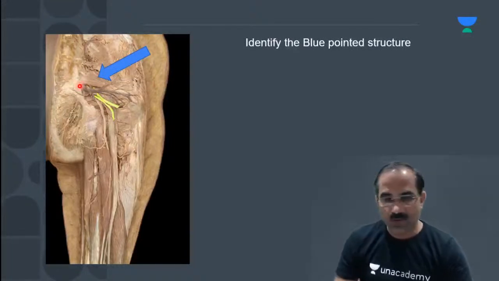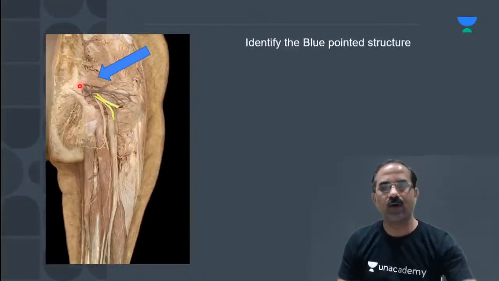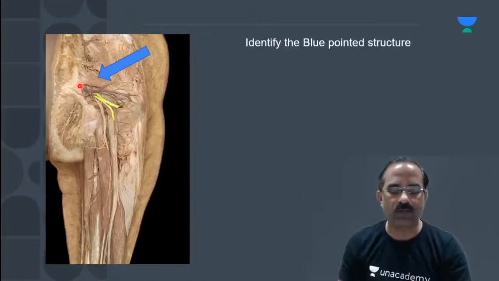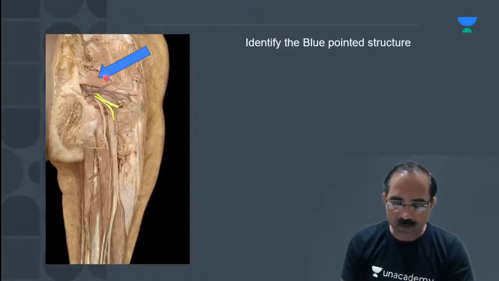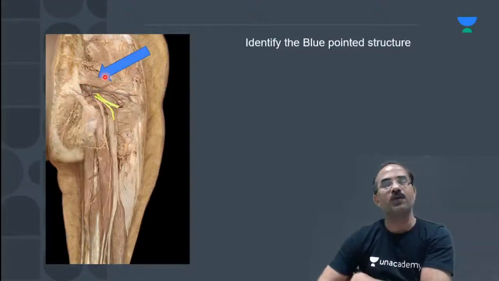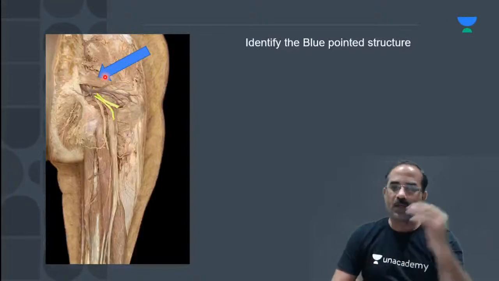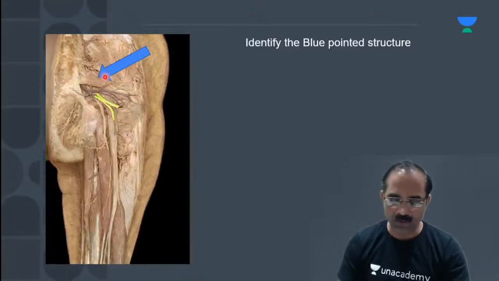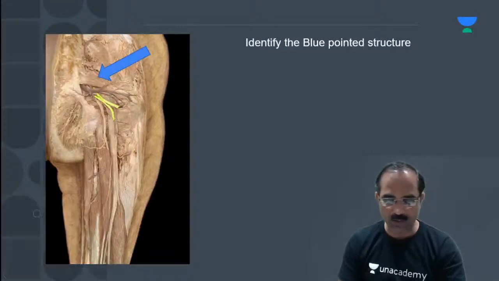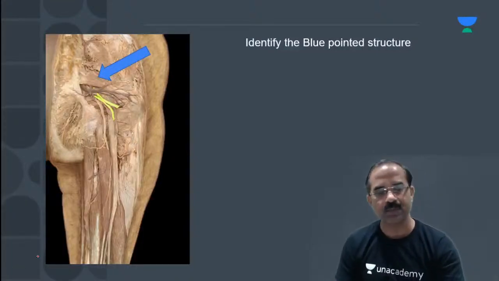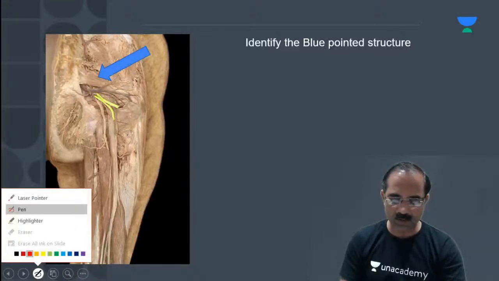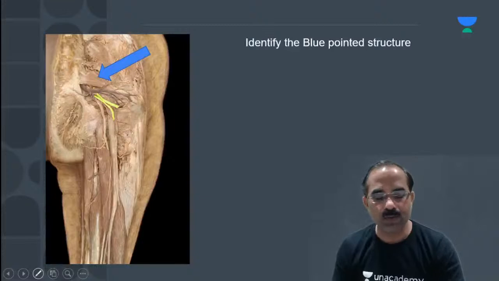And where is the insertion of piriformis? It is inserted on the tip of the greater trochanter. And this piriformis is known as the key muscle of the gluteal region. Why? Because there are plenty of structures which are related to the piriformis. Piriformis is therefore known as the key muscle of the gluteal region.